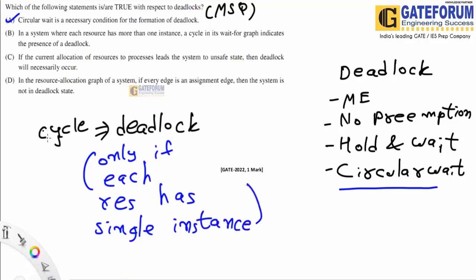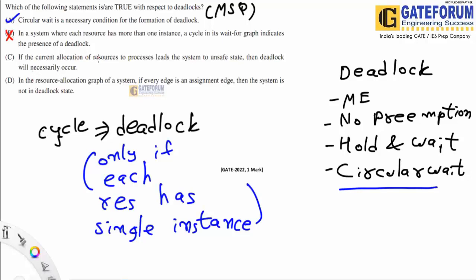Okay, so a cycle can give a deadlock only if each resource has a single instance. Then there is a guarantee of a deadlock. If they are giving more than one instance, even if a single resource has more than one instance, there is no guarantee of deadlock. But it is saying that if all the resources have more than one instance, then it's a deadlock. That's completely wrong. So option D is wrong.